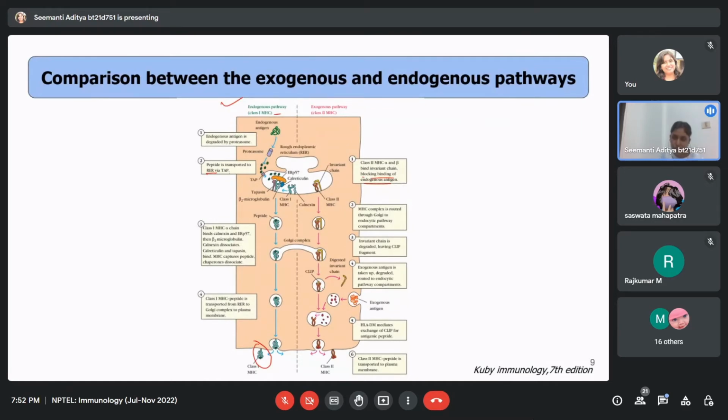Once the MHC class 2 is attached to CLIP, there is another molecule called HLA-DM that will bind to MHC class 2 and release CLIP, and therefore this small antigen peptide will bind to your MHC class 2, and finally the MHC class 2 will be expressed on the surface of your cell. So this is the summary of the exogenous and endogenous pathways of class 1 and class 2 MHC molecules.